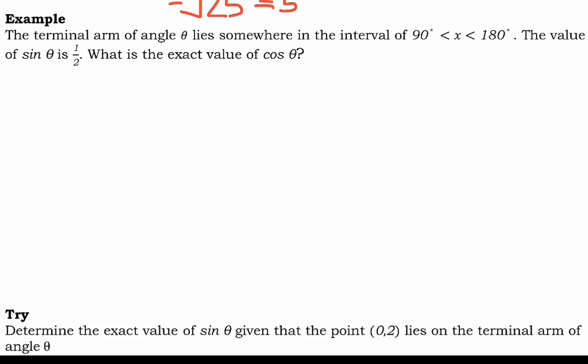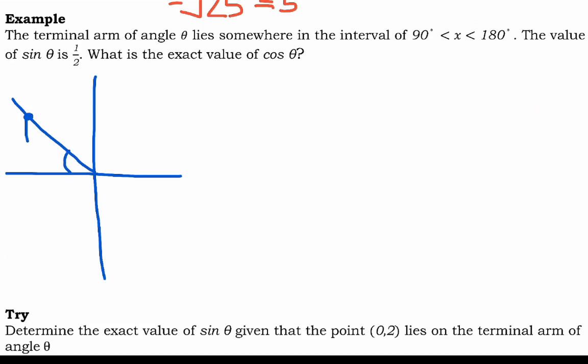All right, well, the angle lies in between 90 and 180. So what quadrant is that going to be in? Quadrant 2, you are correct. So our terminal arm is going to be somewhere here. There's going to be a point on the terminal arm. And of course, theta then, we are in reference to the reference angle.